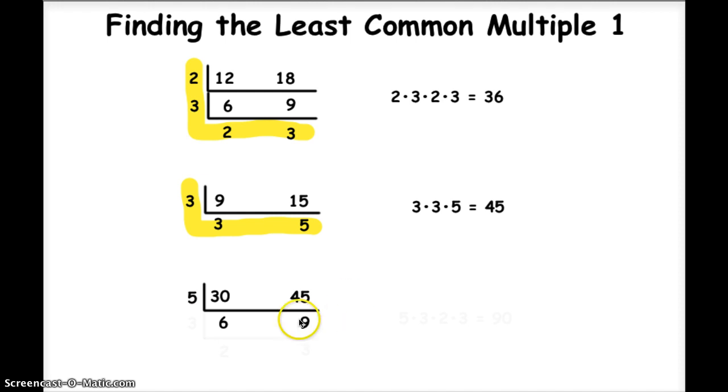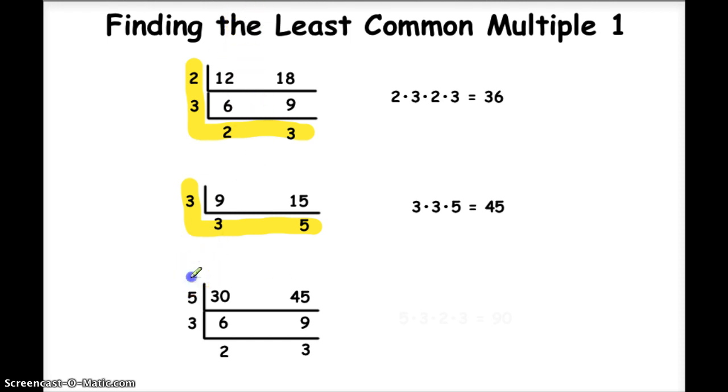I'm done if the only number that divides 9 and 6 is 1. But there is another number that divides both 9 and 6, and that's 3. So I'm going to divide 9 and 6 by 3. 6 divided by 3 will be 2. 9 divided by 3 is going to be 3. Now I'm left with 2 and 3. And the only number that divides both 2 and 3 is going to be 1. So I am all done with this process except for multiplying my L.